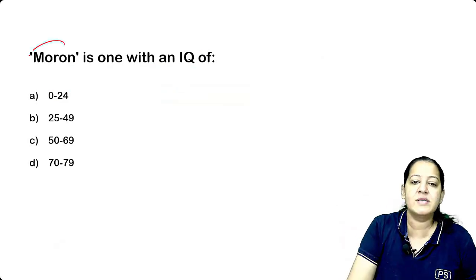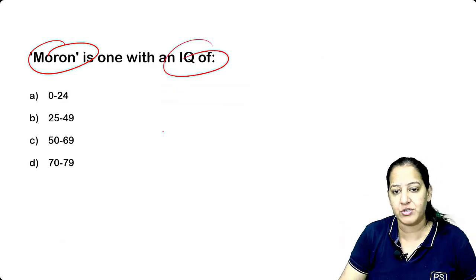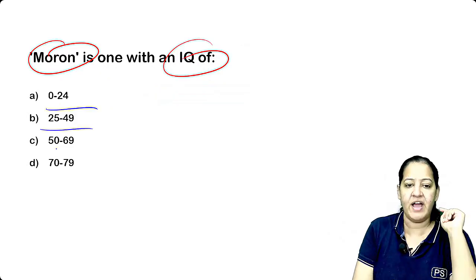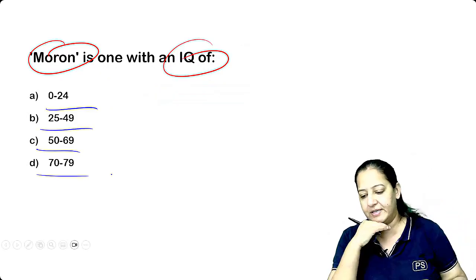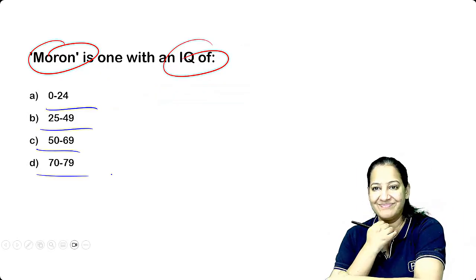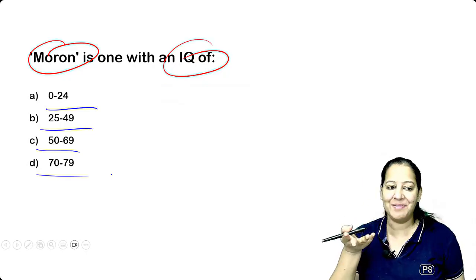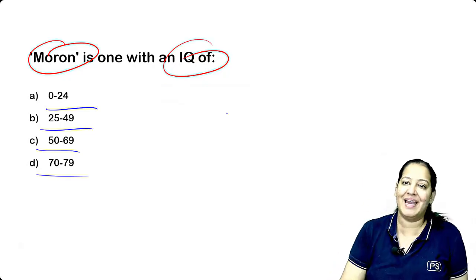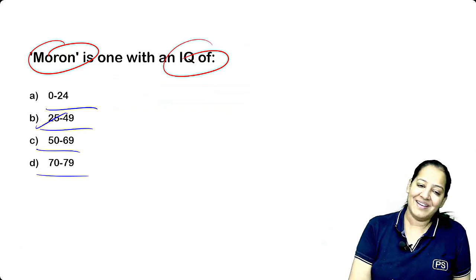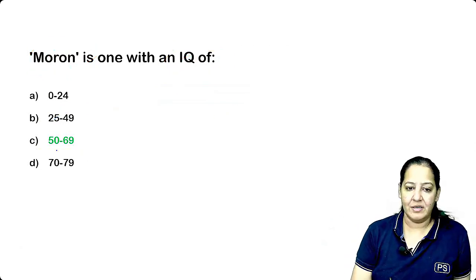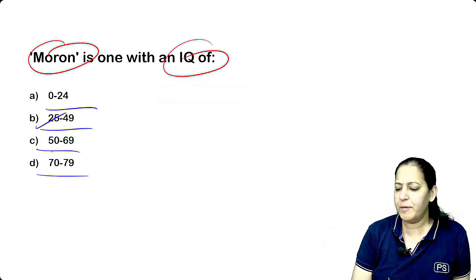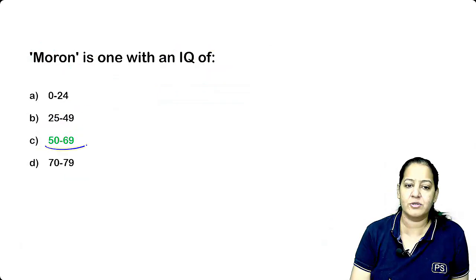The next question: who is a moron? The IQ of which is what? Is it 0 to 25, 25 to 50, 50 to 70, or 70 to 80? Who is a moron? Come on, based on the IQ. I told you the IQ scale. So the correct answer is 25 to 50. You all are right. I'm sorry. Why are you people saying B? You have confused me also. The correct answer is C.